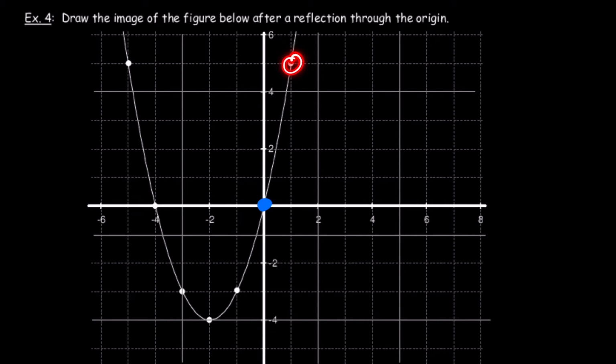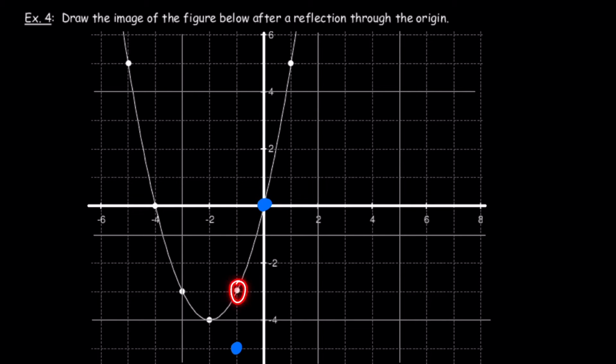So if I want to reflect this through the origin, there are a couple ways you can do it. Down 5, left 1. So that point will go right here. I've already reflected this one, like we said. That's done. That stays there.